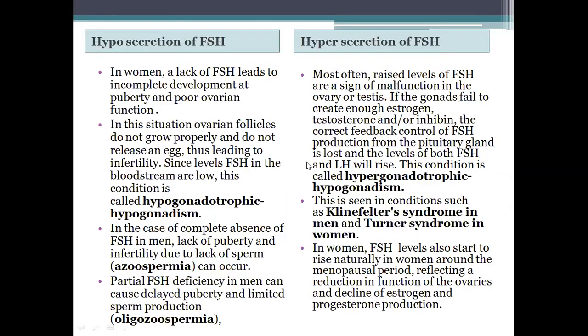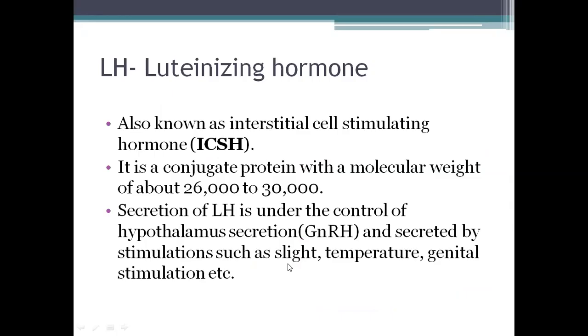Now, in women, FSH levels also start to rise naturally around the menopausal stage. This is important. When the female is achieving her menopause, at that time the FSH levels may increase. That is reflected in reduced functioning of the ovary, or a decline of estrogen and progesterone production. So, due to the underactivity of the ovaries, you can see increased levels of FSH in the blood in women of the menopausal stage. So these are the abnormal conditions that result from the hypo and hypersecretion of the FSH.